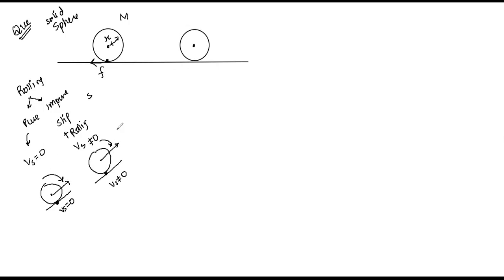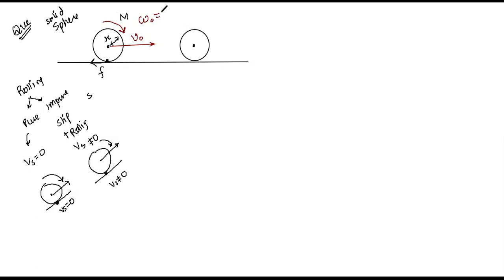Now, the question says that initially, when an object is placed on the ground, at some instant it has linear velocity. How much is the linear velocity? V naught. And it has some rotational velocity also. How much is the rotational velocity?